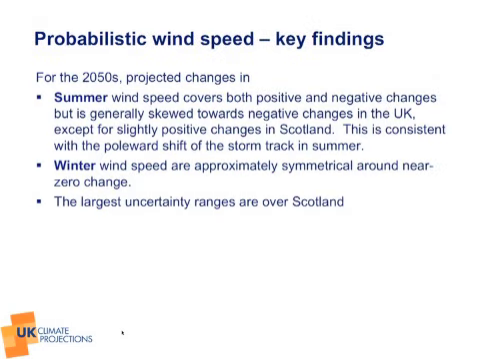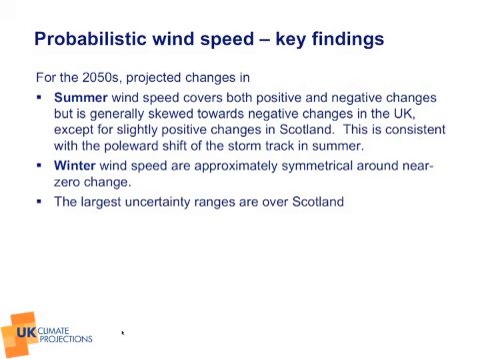The last slide explained projections for surface wind speed, which is from the 11-member RCM. This slide explains probabilistic projections of wind speed, which are now available from the 09 CSV archive. In summer, wind speed for the 2050s covers both positive and negative changes, but slightly skewed towards negative changes. The 50% probability level shows a tendency towards a small reduction in wind speed, with changes over most of the UK being between -0.2 meters per second and 0 meters per second.